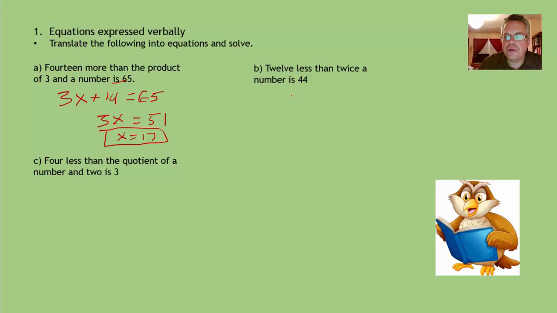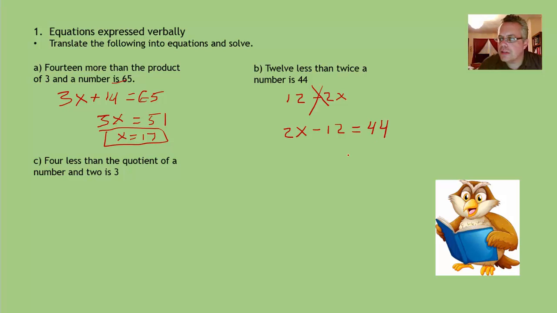All right, 12 less than twice a number. We have to be careful here. The temptation is to do 12 minus 2x, because that's how it looks like it's written. 12 less than twice the number. But this isn't the right order. 12 less than something means we're subtracting 12. So it has to go 2x minus 12, and then is 44.